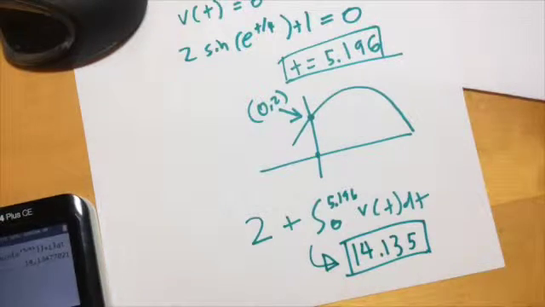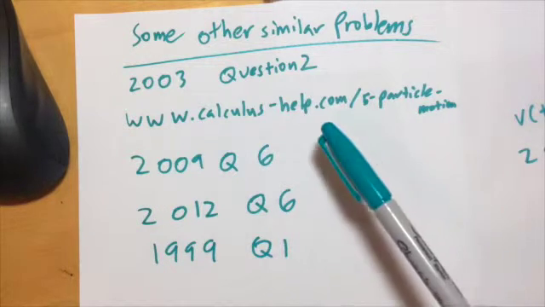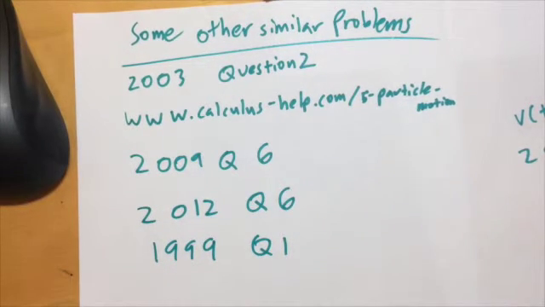So yay. Some practice problems you could do for this type of problem include the 2003 FRQ question 2, the 2009 FRQ question 6, 2012 FRQ question 6, and the 1999 FRQ question 1, as well as this link, which brings you to a web page with a similar problem.